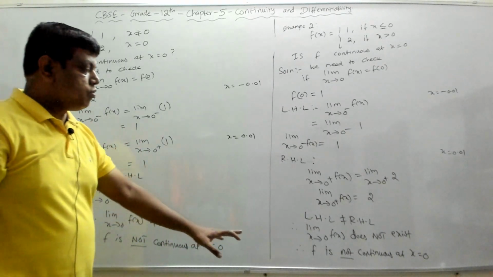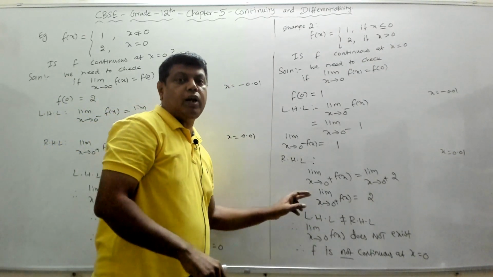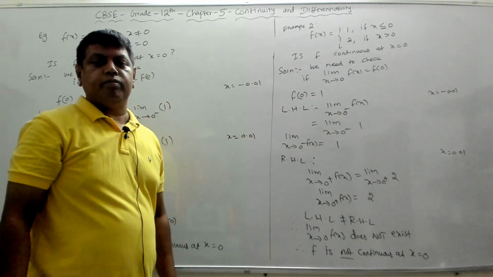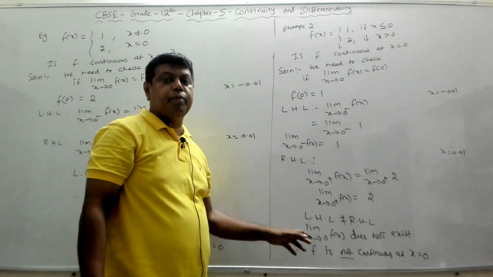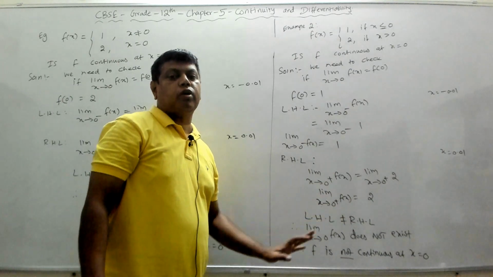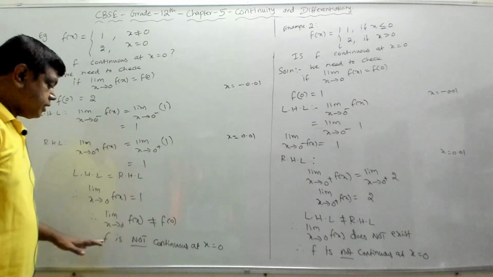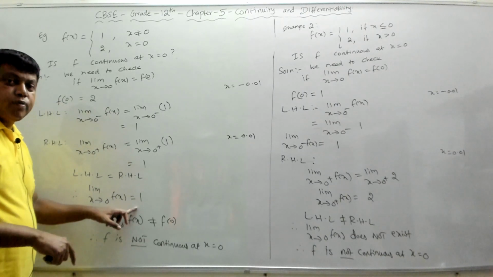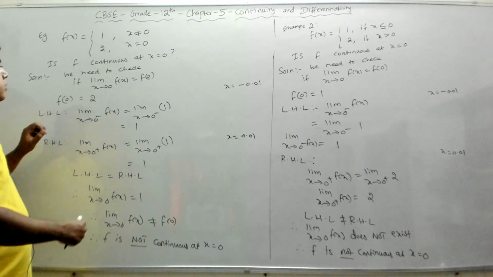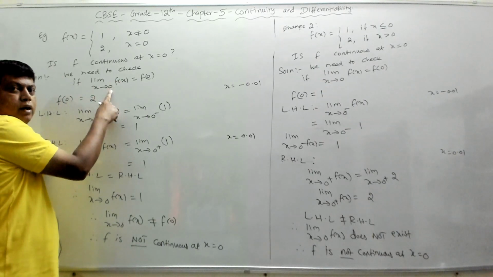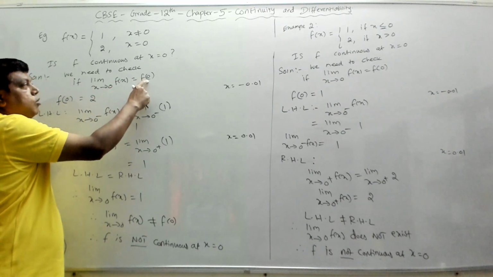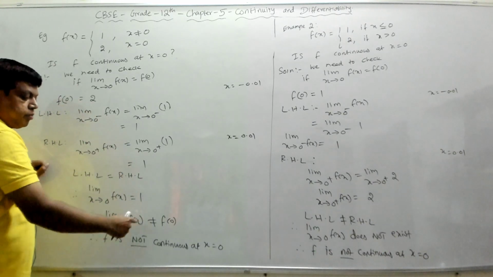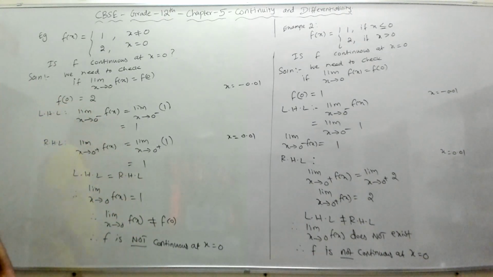So in the earlier problem, f was not continuous because the left hand limit and right hand limit did not match, so we said the limit did not exist. But in this case, the limit exists and the limit is 1. The limit exists, but the limit value is not equal to the function value. This is 1, but it is not matching with the function value at x equal to 0. At x equal to 0, the function value is 2. They are not matching. Therefore, it is not continuous.